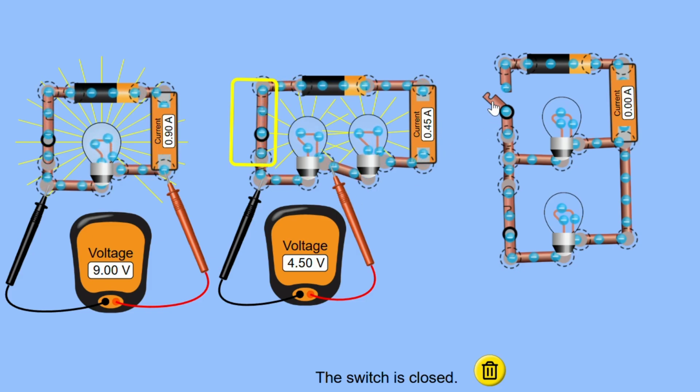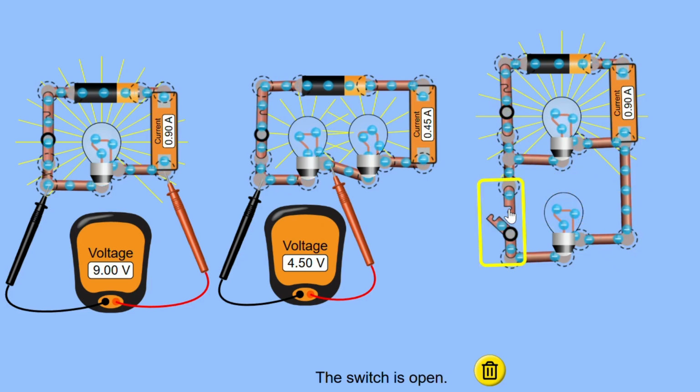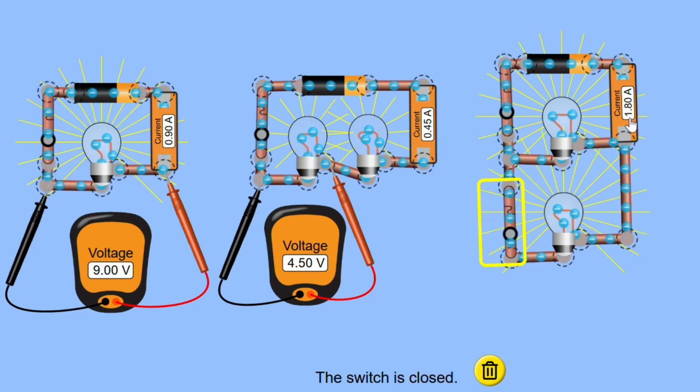Contrasting that with adding them in parallel. That's what we've got in the first one. Now, when I add the second bulb in parallel, I want you to notice what happens to the total current. Notice how it increases.